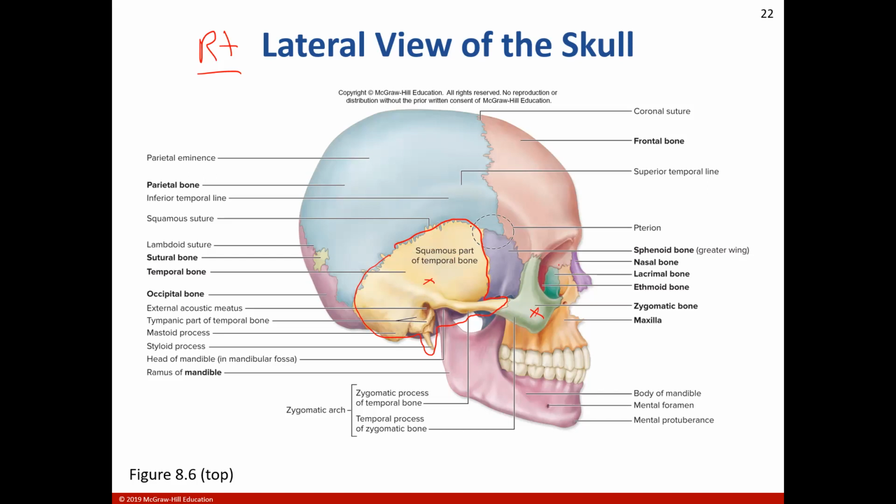Like so far, the only non-paired bones I think we looked at were the frontal bone, the occipital bone, maxilla, and mandible. Everything else is paired, like parietal bone, temporal bone, and zygomatic is paired as well. So the temporal bone has two parts, a flattened part called the squamous part, and a very thick walled area called the petrous portion of the temporal bone. And over here we have the zygomatic, which is green.